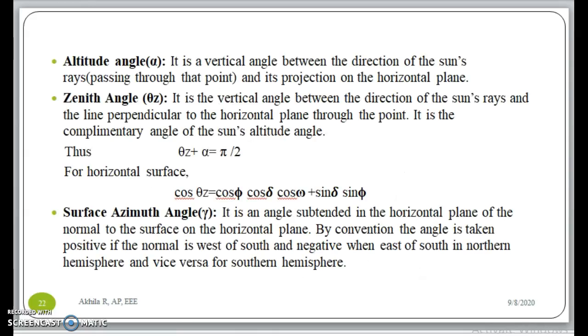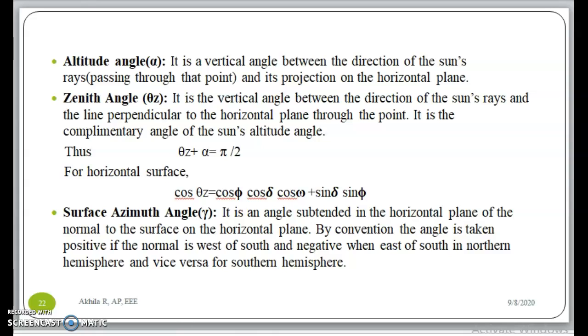cos angles. So for horizontal surface we can take that cos theta Z is going to be equal to cos phi, cos delta, cos omega plus sin delta, sin phi. Okay, just remember this expression. We may be using it for small numerical problems. Okay, and omega, as you know, is the hour angle which we learned in the previous class.